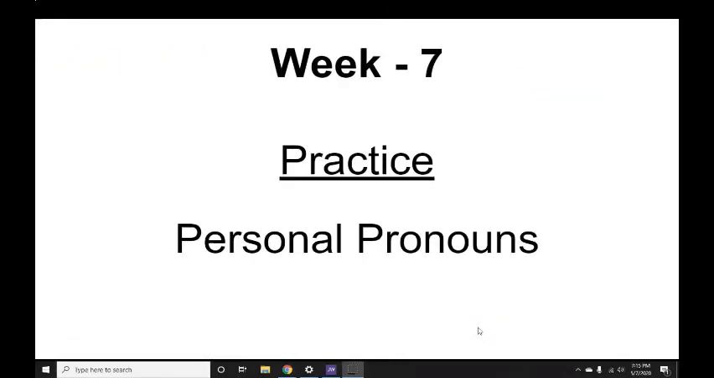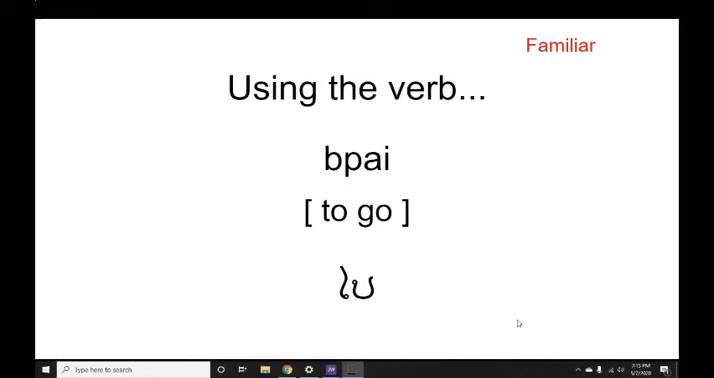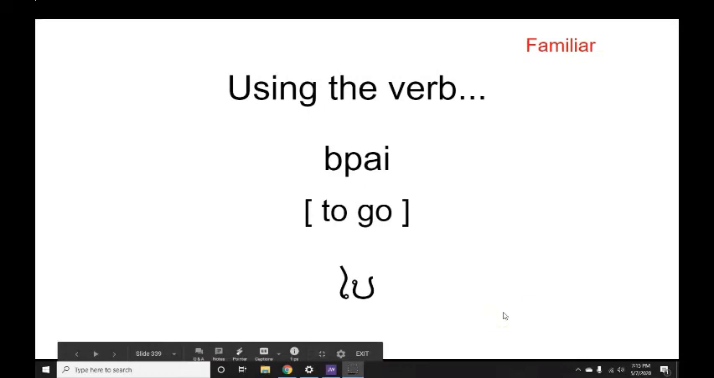Okay, so now we're going to have a practice of personal pronouns. All right, so we're going to use the word bai, to go. That's the verb we're going to use. So we're going to say I go, or you go, or they go, or we go. Okay, so let's go ahead and get started.